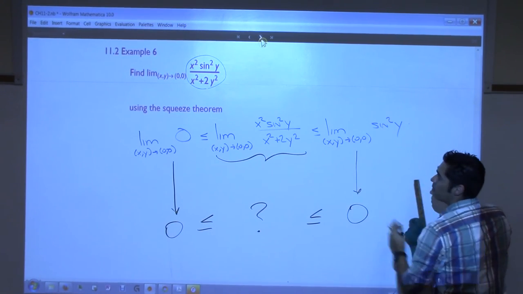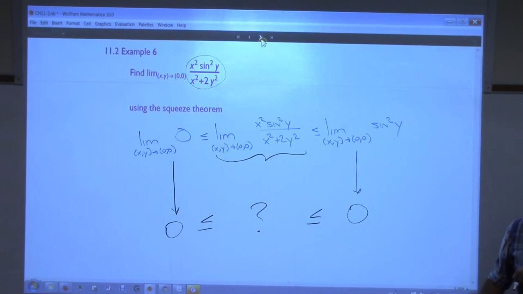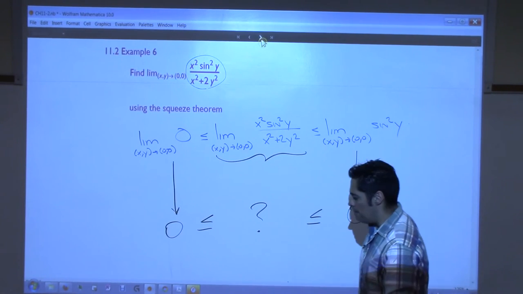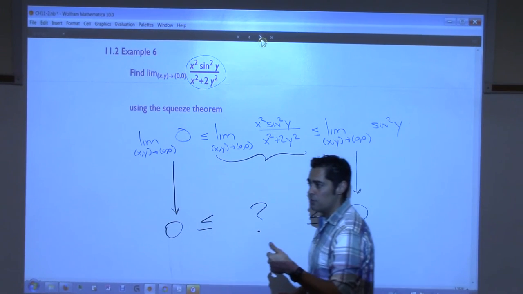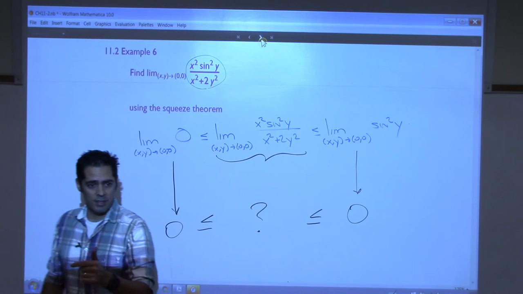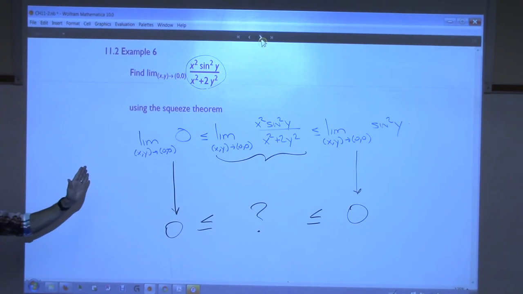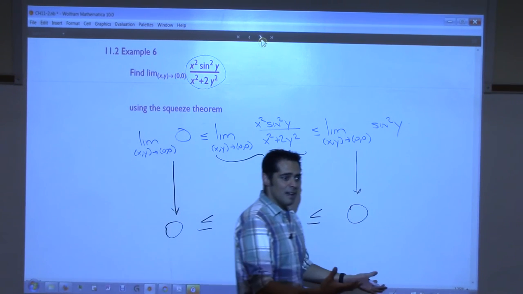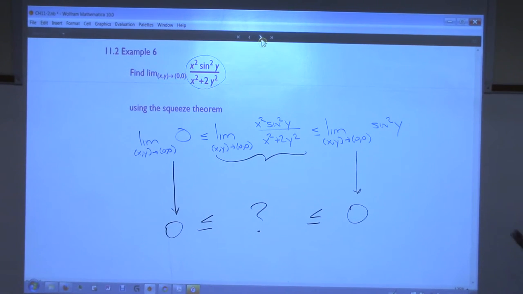But I had to be clever, kind of clever, about the way I set up my initial inequality, right? And that's the most challenging thing for these types of problems. On a test, if I were to give you a problem like this, I will tell you, show the limit exists. And if I say show the limit exists, then you know automatically it's going to be something like this. If I say something like show the limit does not exist, then you're going to be testing paths. See the difference in the language?